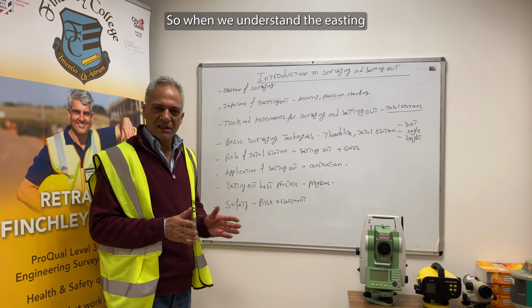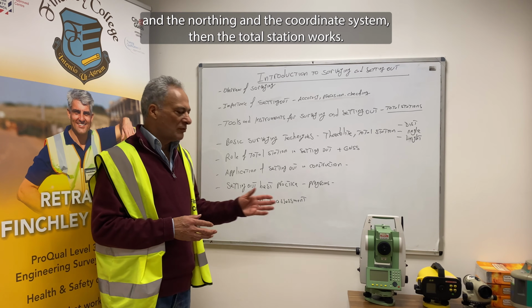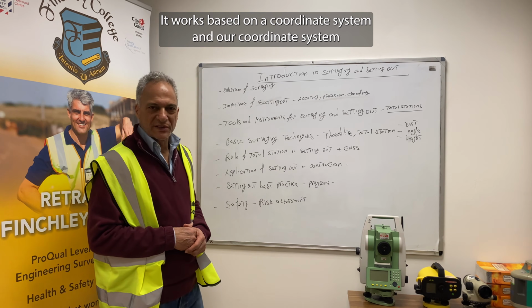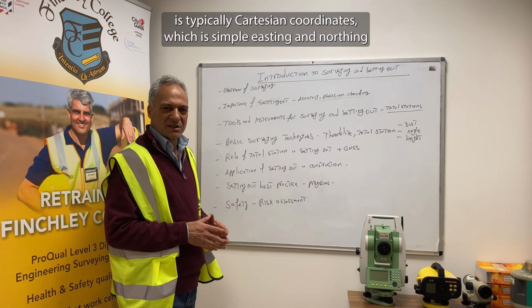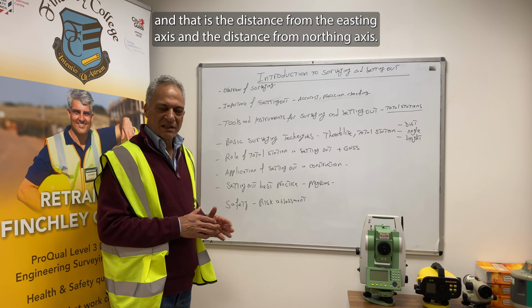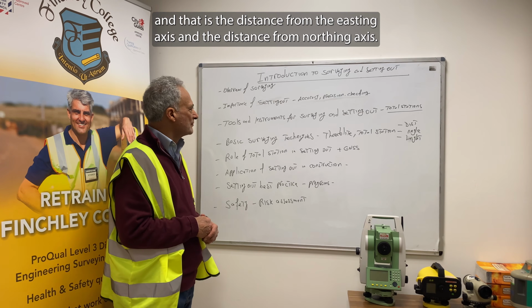And when we understand the easting and the northing and the coordinate system, then the total station works. This is a typical total station. It works based on the coordinate system. And our coordinate system is typically Cartesian coordinates, which is simple easting and northing. And that is the distance from the easting axis and the distance from the northing axis.